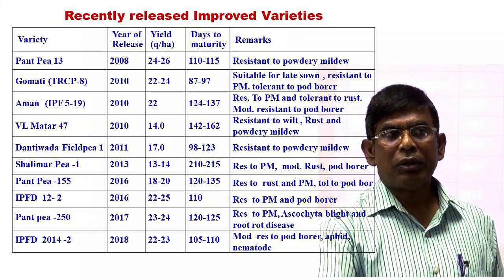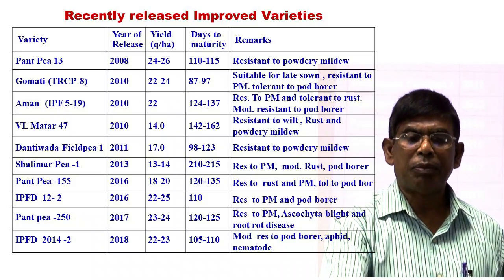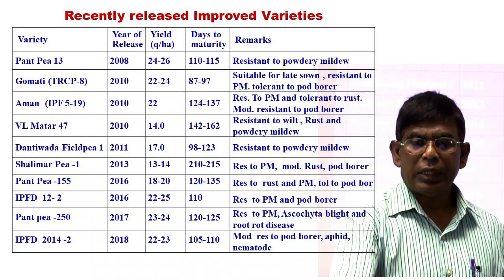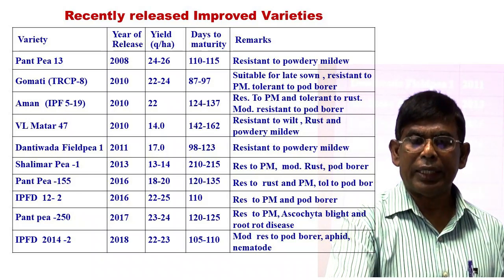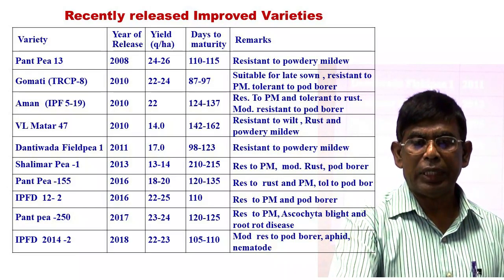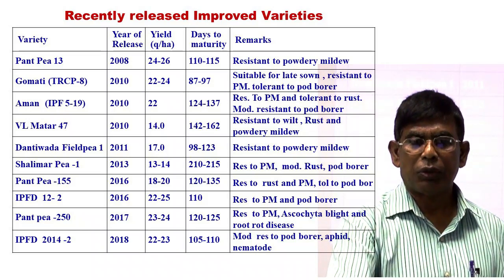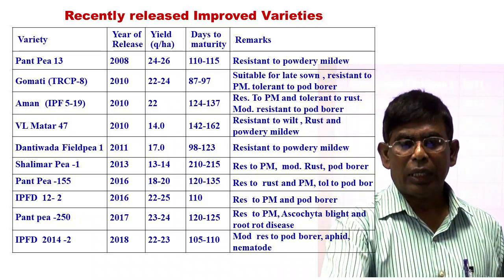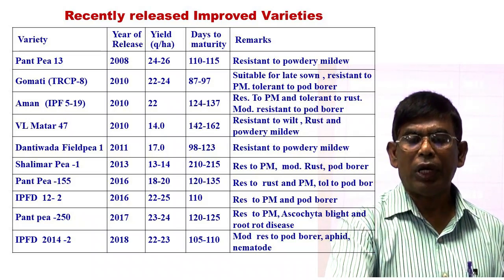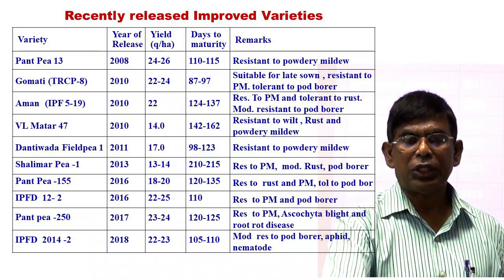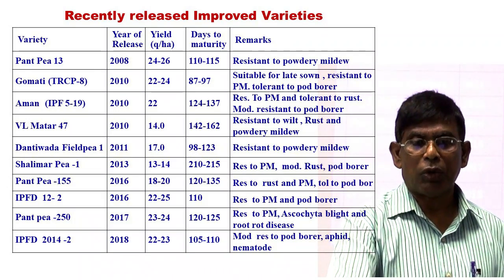Then I am coming to some recently released varieties, that is Pont P13. It is resistant to powdery mildew with a duration of 110 to 115 days, and yield ranges from 24 to 26 quintal per hectare. Another variety is Gomati. It is very suitable for late sown condition, which is resistant to powdery mildew and tolerant to pod borer.